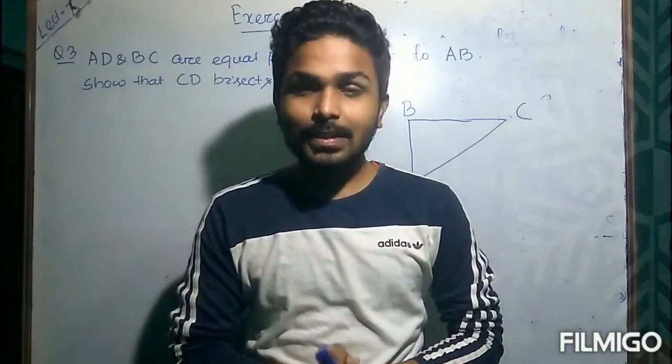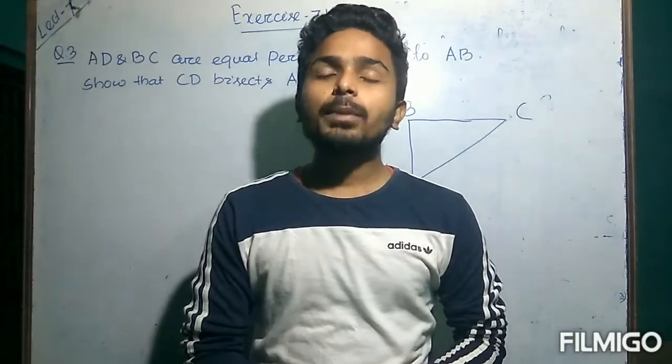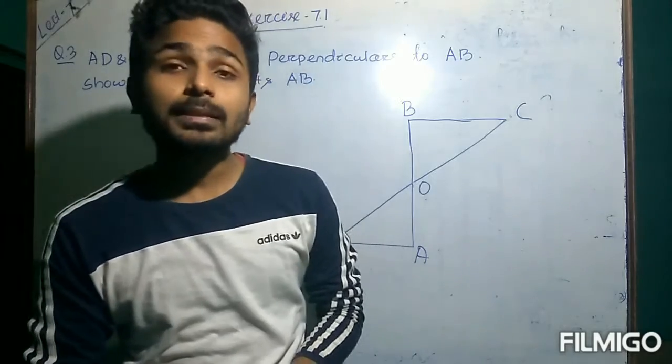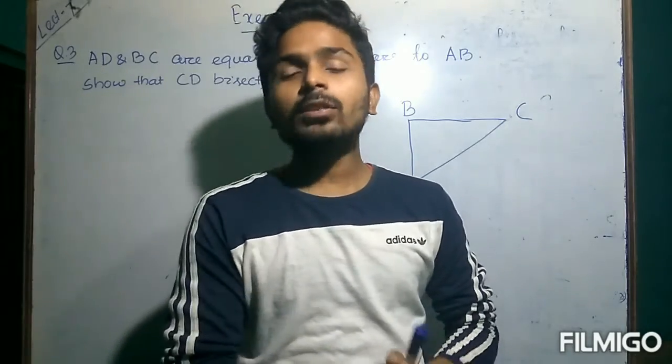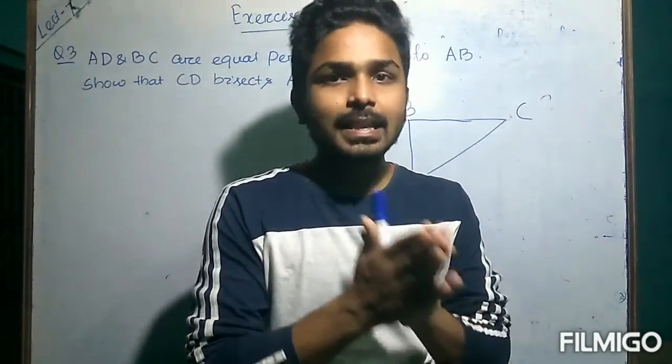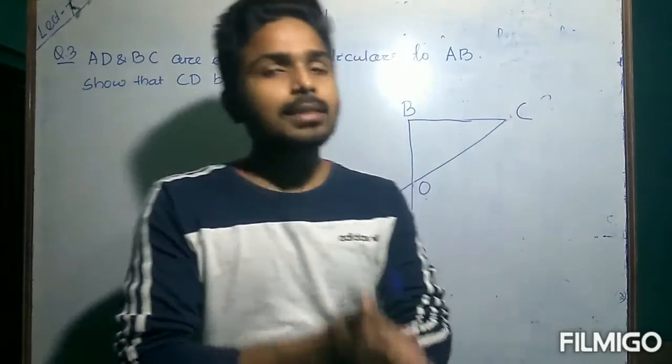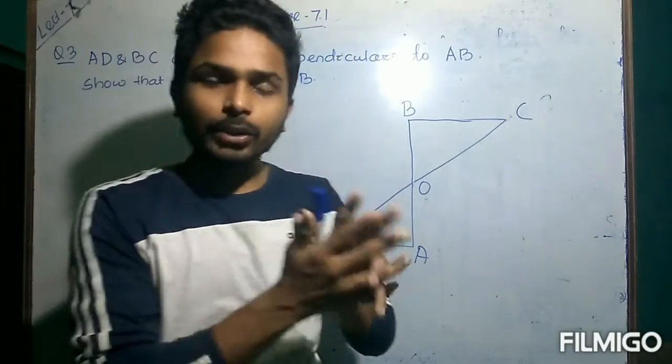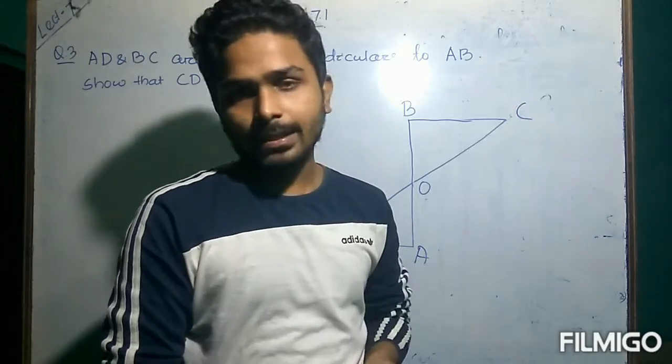Students, welcome to lecture number 7 of chapter 7. In the previous lecture we solved two questions from exercise 7.1 based on two congruencies, that is SAS congruency and ASA congruency. And today in this lecture we are going to solve another two questions from the same exercise.